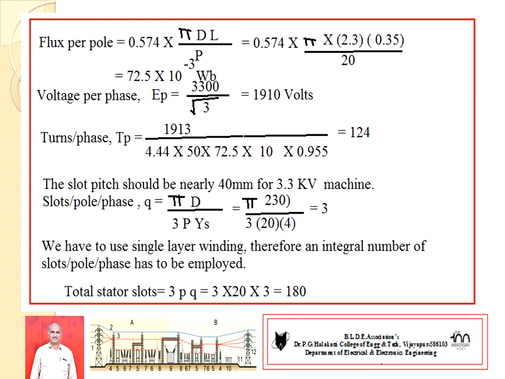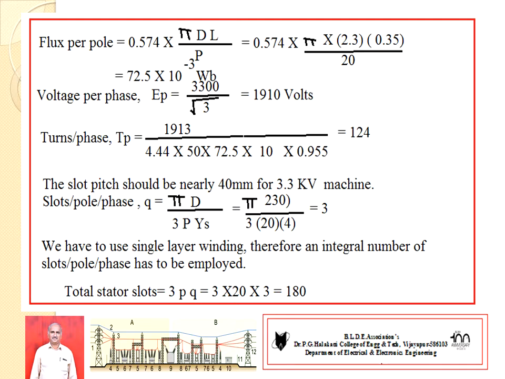So this phase voltage is also equal to 4.44 f phi Tp into Kw. By using this expression, you have to determine the number of turns per phase. You can assume winding factor as 0.955 or 0.96. So finally we are going to get turns per phase, that is around 124.